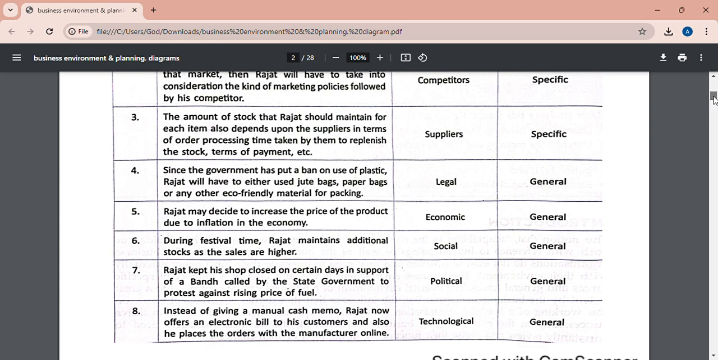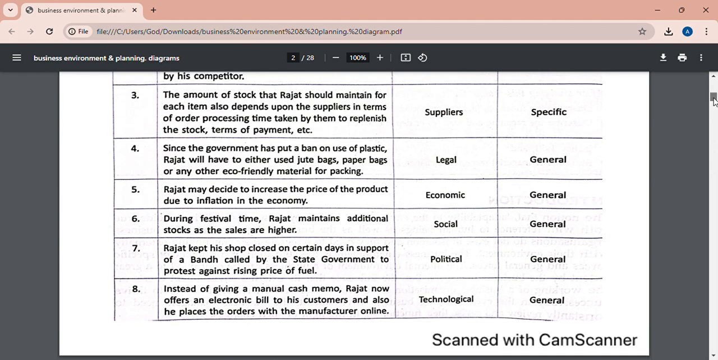One more example I would give: instead of giving a manual cash memo, he offers an electronic bill to the customer. The cash memo is the one which we used to do conventionally. Now we are moving to electronics. So this is an advancement, innovation. So it talks about the technological factor, which is the general factor there.